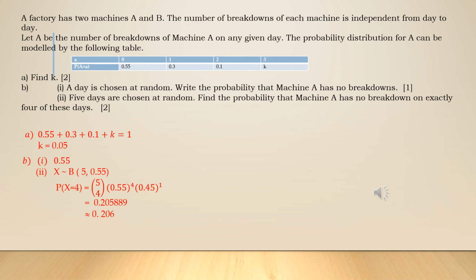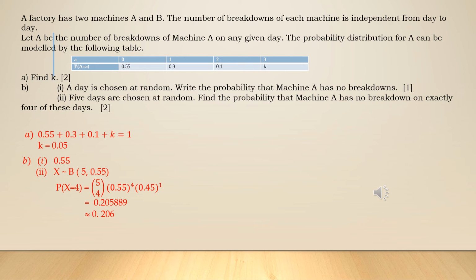Let me read the problem. A factory has two machines A and B. The number of breakdowns of each machine is independent from day to day. Let A be the number of breakdowns of machine A on any given day. The probability distribution for A can be modeled by the following table.